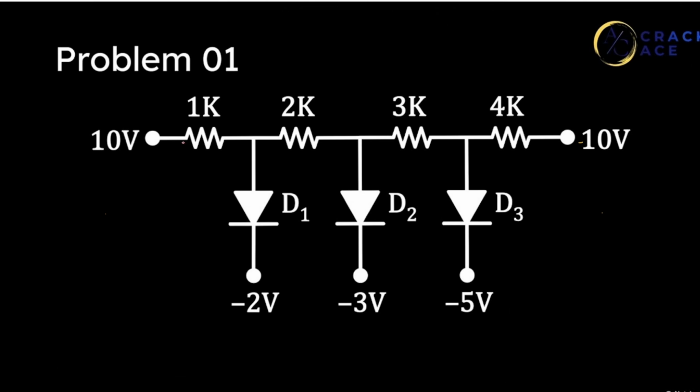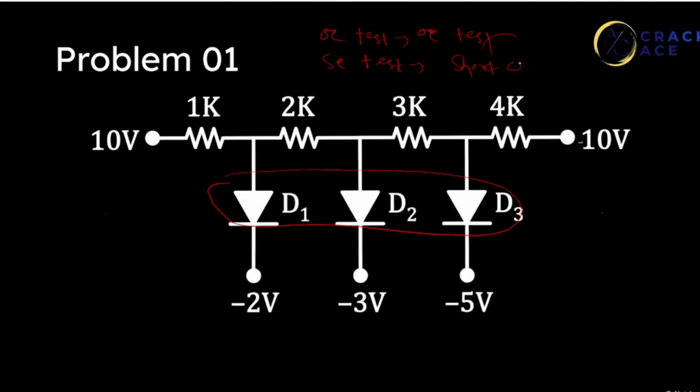To solve this question, we have to figure out whether these diodes are on or off. So how to judge whether a diode is off or on? To decide that, we perform a few basic tests. One is the OC test, which we call the open circuit test, and another one is the SC test, which is the short circuit test.